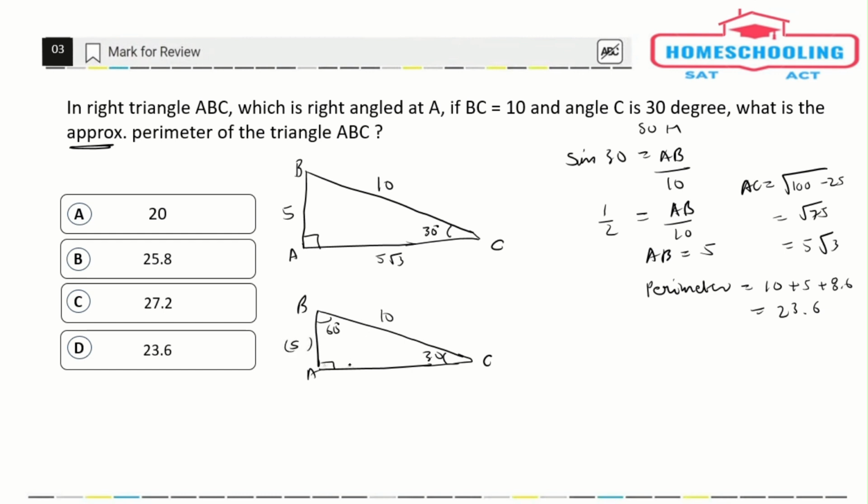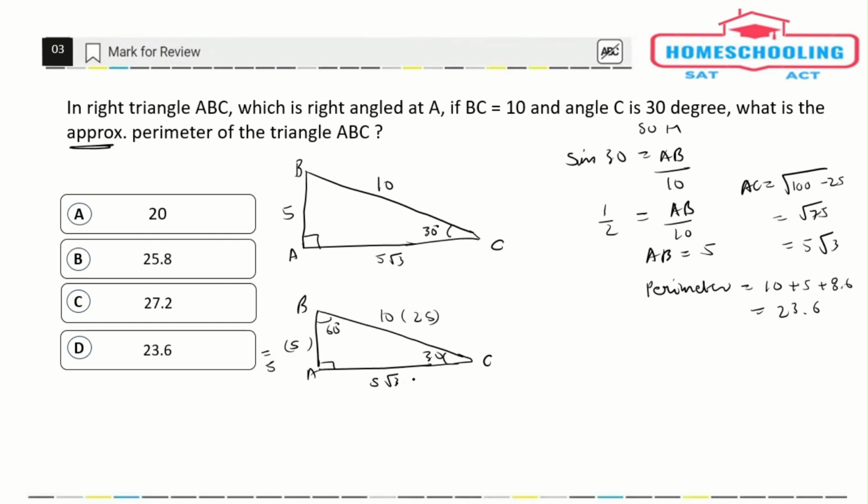Okay. And opposite to 90 would be how much? 2S. And opposite to 60 would be S under root 3. So as we already know, BC is 2S. So 2S is 10, then S would be 5. So then BA would be 5 and S root 3.